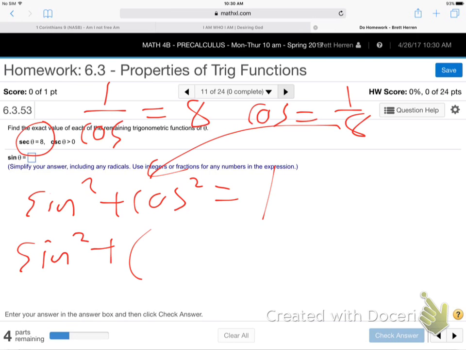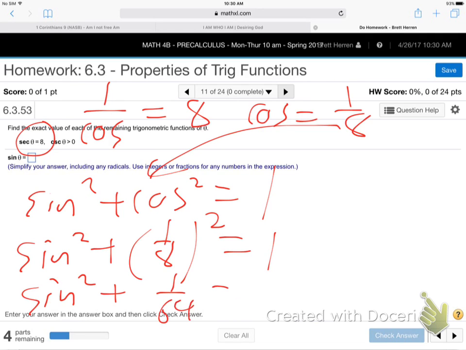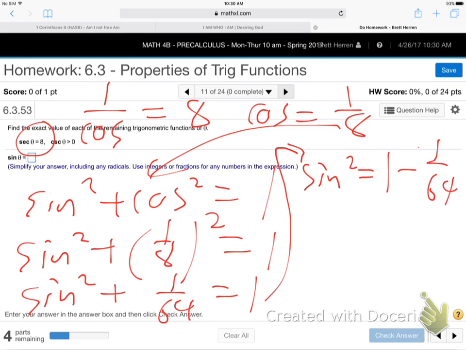So now put that in. Sine squared plus 1/8 squared is 1. Sine squared plus 1/64 is 1. So that means sine squared is going to be 1 minus 1/64. So sine squared is, what's that, 63/64?